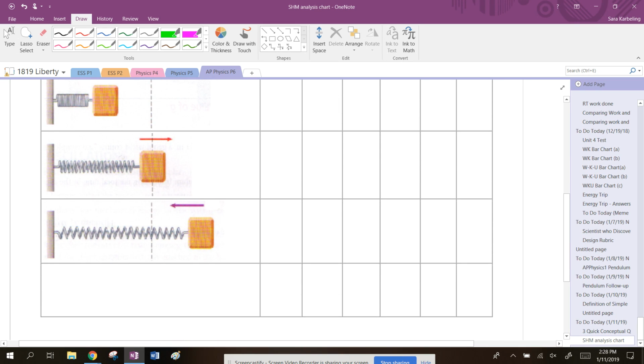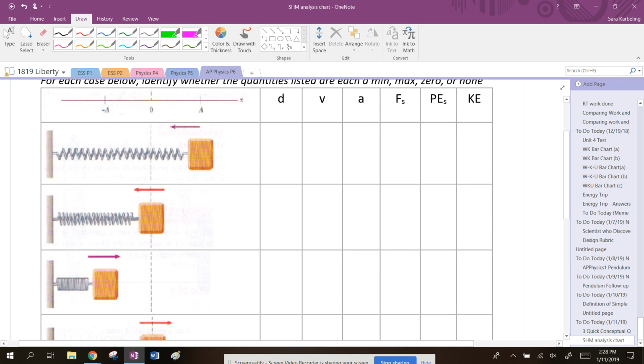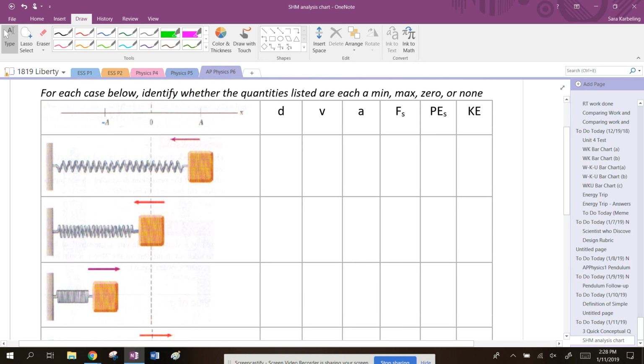Now you may notice that the last picture and the first picture are pretty much the same thing, so don't stress out about that. Now, here is your task. I would like you to identify whether each of the quantities listed is at a minimum, at a maximum, or has a value of 0. I had the none in there, and I don't really like the none, so I'm going to leave that as just minimum, maximum, or 0. So you can cross out the none, because none and 0 really mean pretty much the same thing for most of us.